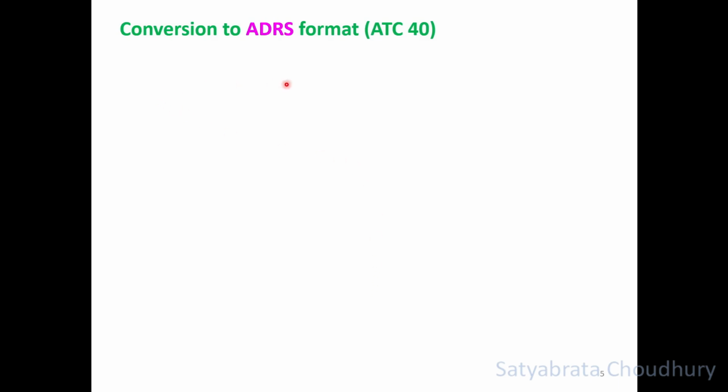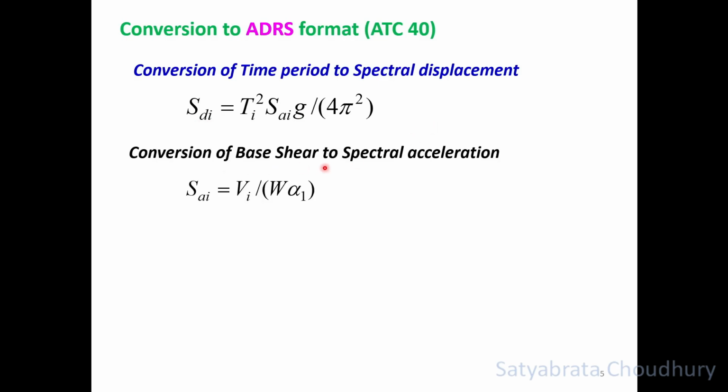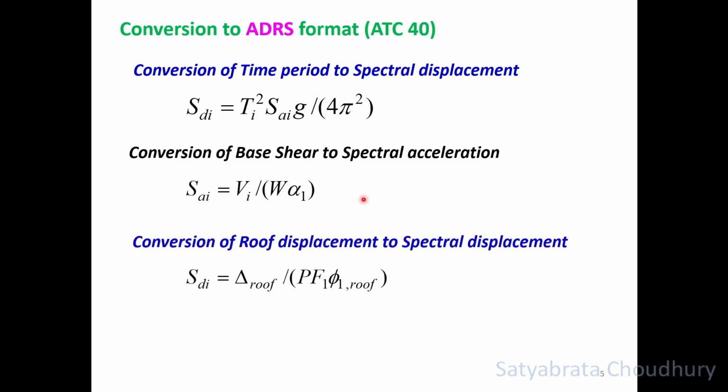So this conversion of the normal design spectrum and normal capacity curve to acceleration demand response spectrum is called the ADRS format. It was given by ATC 14 1996. So the steps involved are conversion of the time period to spectral displacement given by this expression. Then conversion of base shear to spectral acceleration given by this expression. And conversion of roof displacement to spectral displacement is given by this expression.